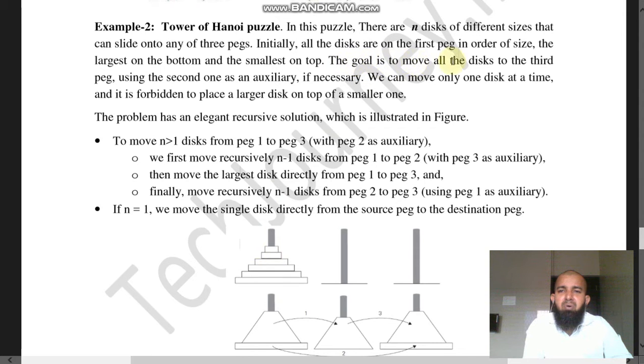The goal is to move all the disks to the third peg. You have to move all the disks to the third peg using the second one as auxiliary, if necessary.